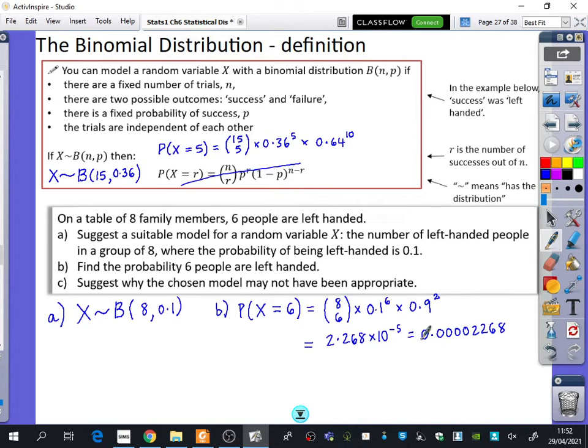So now we're going to have a look at part C of the question, which says, suggest why the chosen model may not have been appropriate. So let's have a look. There are 4 things that we need to know about. Well, there are a fixed number of trials. Yeah, but there's 8 people in the family, so that one's fine, that's fixed. There are 2 possible outcomes. You're either left-handed or you're right-handed. Yes, you can be ambidextrous, but for the purpose of this question, there are 2 outcomes. There is a fixed probability of success. Well, yeah, it says that 10% of the population, or 0.1 of people, are left-handed. The trials are independent of each other.